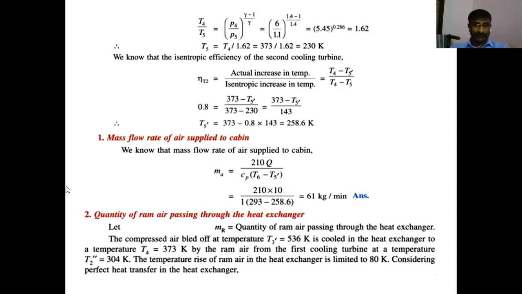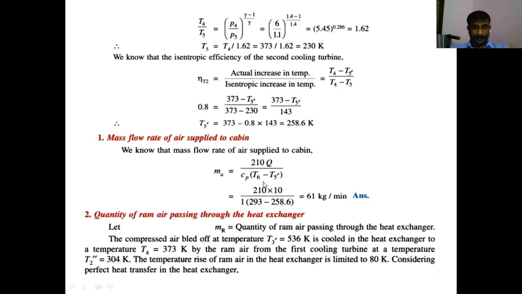After getting the temperatures, we can proceed to find the remaining parameters. That is the mass flow rate of air supplied to the cabin. How much air is supplied to the cabin? As we said earlier, this is the formula to get the mass flow rate. Mass flow rate of air equals the refrigeration load or cooling load in the cabin divided by the refrigeration load per unit mass. So 210 into Q divided by Cp into T6 minus T5 dash.